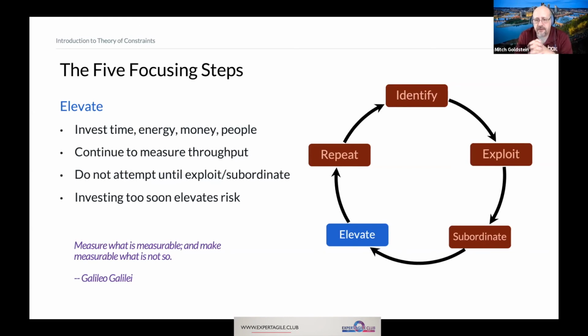As the scientist Galileo said, measure what is measurable and make measurable what is not so.